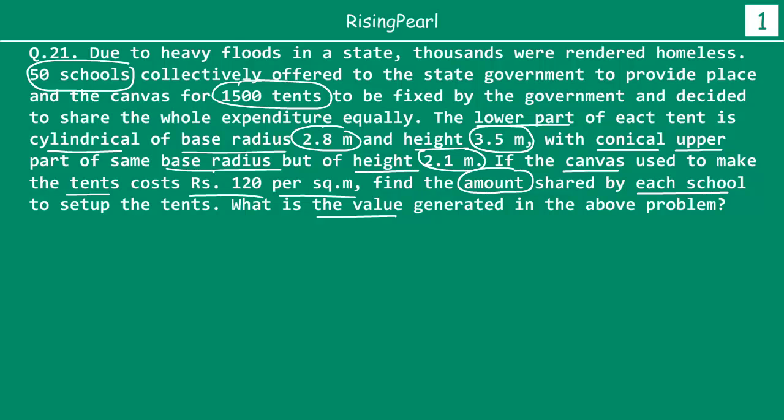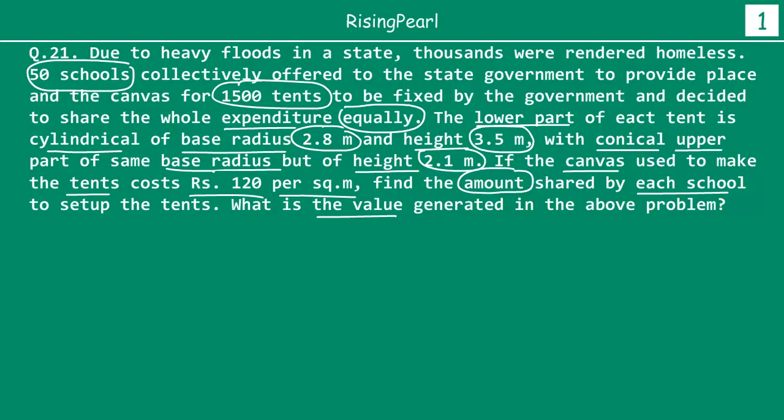But in the context of this question, value will be the total cost. I have to admit that it is not a very clear-cut meaning of what the value is, but I would assume the value is the total cost of this entire exercise, which is the total cost to set up 1,500 tents. And then what is the amount shared by each school? Then you take the total value or the total cost and you divide that by 50, because all schools shared the expenditure equally, right?